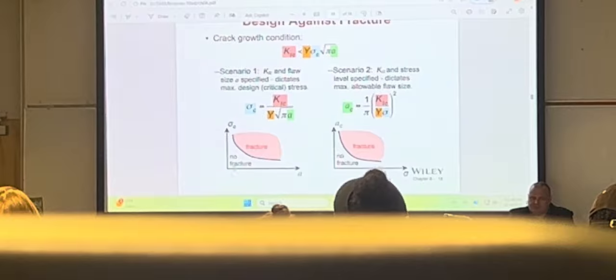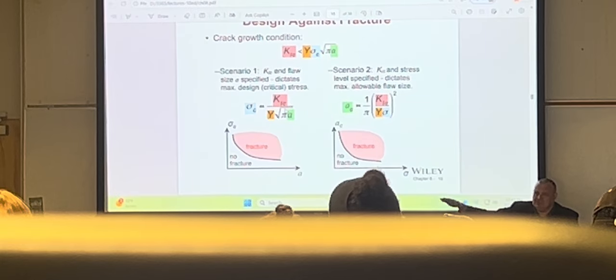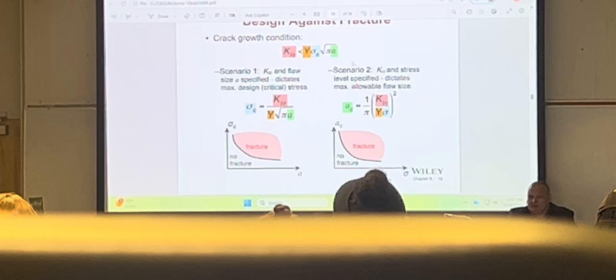So if we plot the stress versus crack length, this is a condition for fracture, this is a condition for no fracture. And let's say you have a fuselage of a plane, or you have a wing of a plane. Each plane wing undergoes ultrasound testing to make sure that the defect size is less than the critical value. Okay? K1C and stress levels are specified, then that would give you the maximum allowable flaw size.